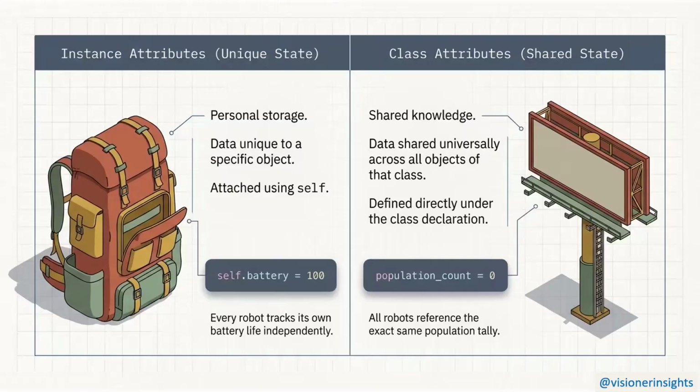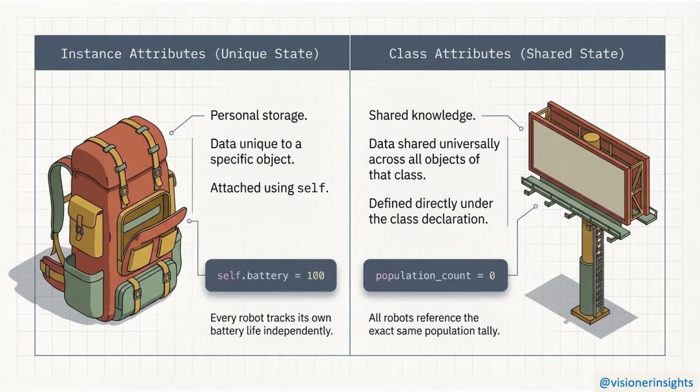And this brings up a really important distinction. The data we attach using self, like self.name, is called an instance attribute. Think of it like a personal backpack. It's unique to that one single robot. But we can also have class attributes. These are more like a public billboard. It's information that is shared by all robots made from that class.